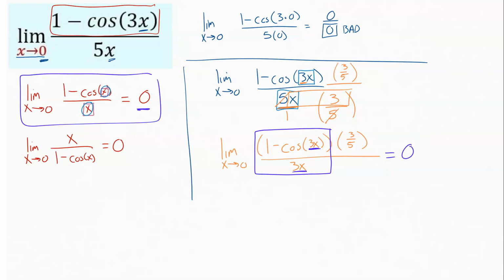And so what we're really looking at now is 0 times that 3/5 that we had left over. Well, 0 times anything is just going to give us 0. And so the final answer would be y equals 0. The limit as x approaches 0 of 1 minus cosine of 3x over 5x would be y equals 0. And the trick to this game is just making sure you get that inside and outside matching by doing this little multiplier trick.